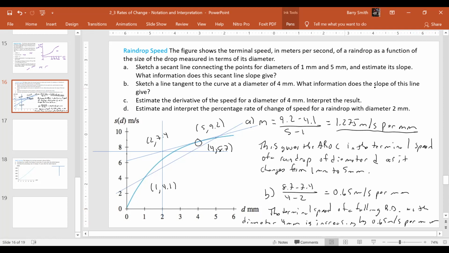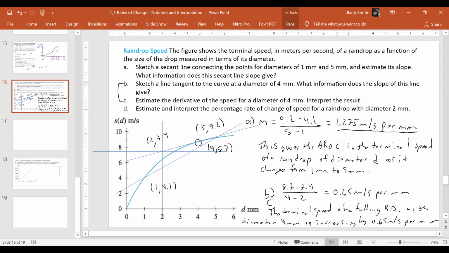Now, estimate the derivative of the speed for a diameter of 4 millimeters and interpret the results. Okay, well, guess what? I think that's kind of what we just did there. We did B and C together, so that's kind of what that is. So that's B and C. I was looking and seeing interpret the result for that. So it gives the instantaneous speed there.